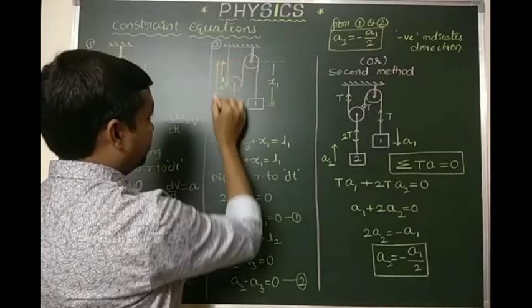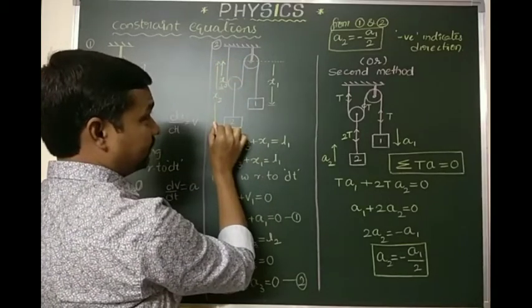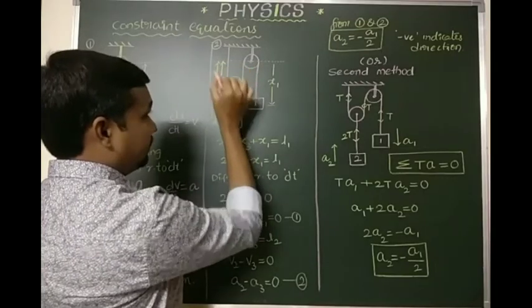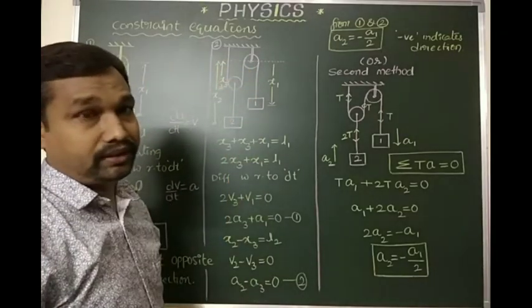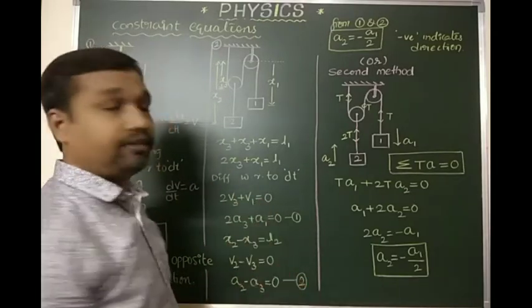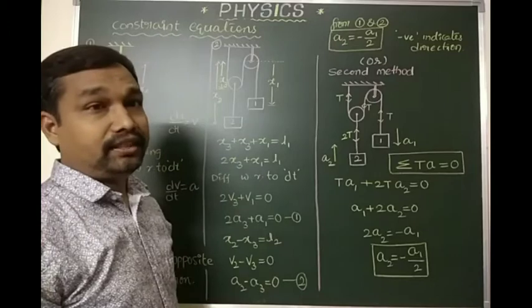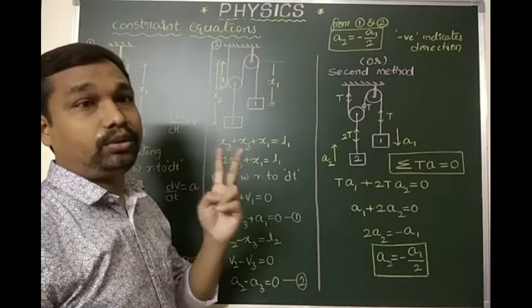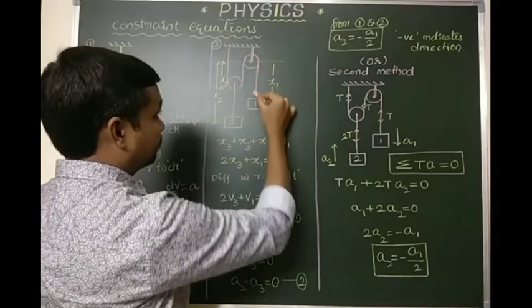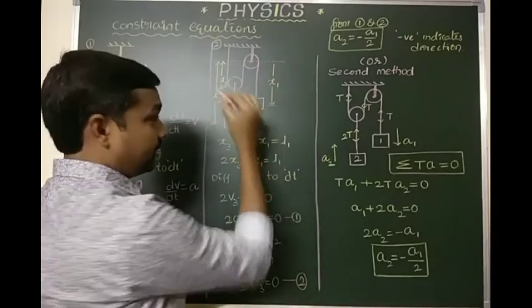So we are taking x2 as the distance, and the third one, the pulley distance, is x3. From the reference line we need to consider the 3 distances we measured. After that we need to take the length of the string. How many strings are there? 2 strings. This is one string, and this is the second string.